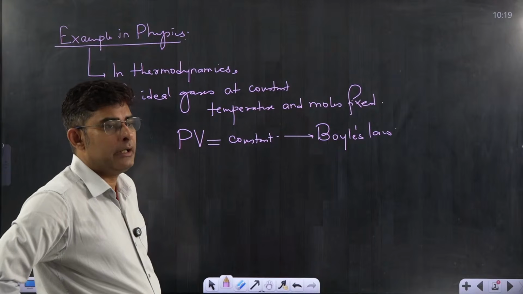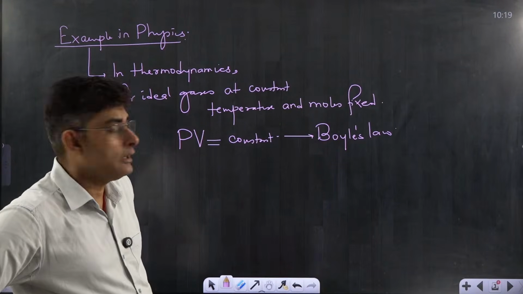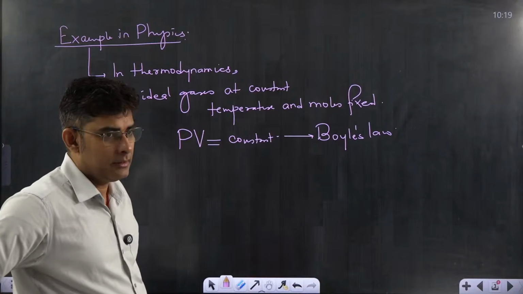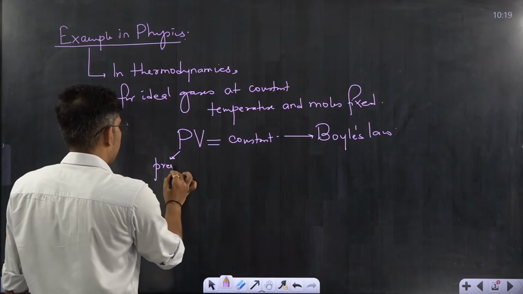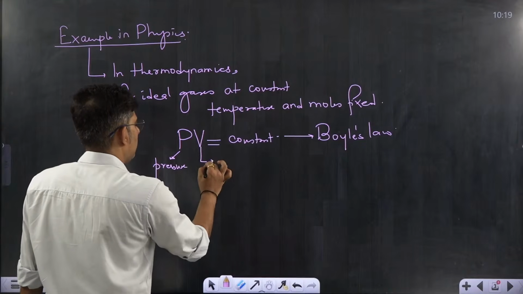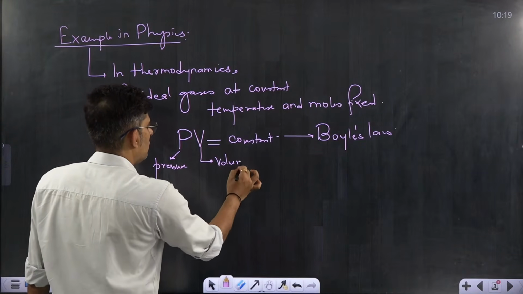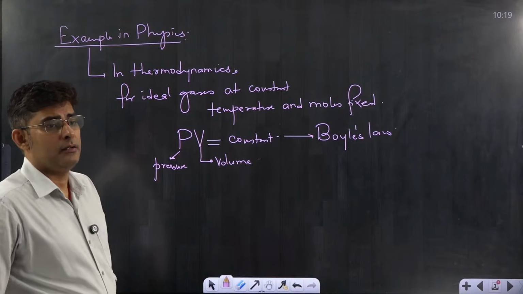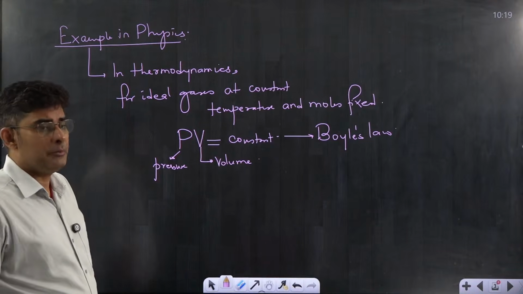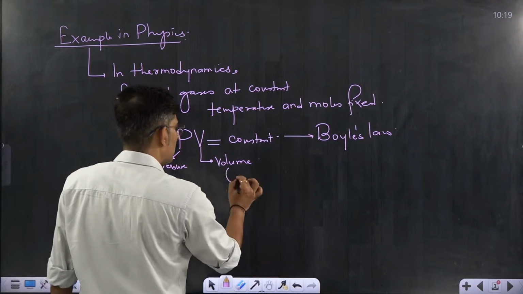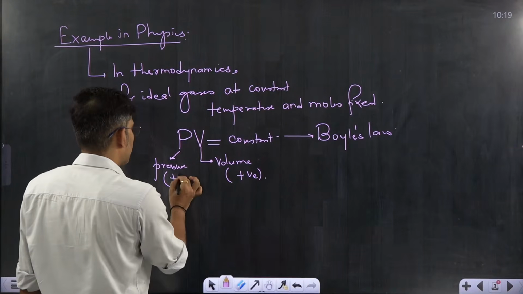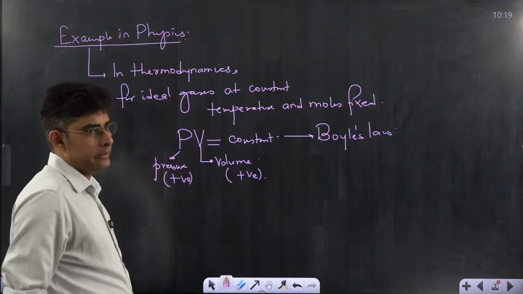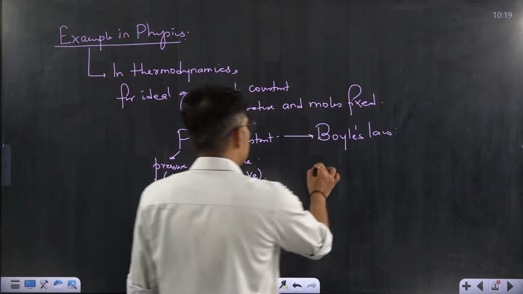If you did not study, no problem, you will study again. Now look over here, PV is constant. P here is called pressure, and V is volume. But there is only one problem: volume is always positive, never negative, and pressure is also positive. They are never negative.